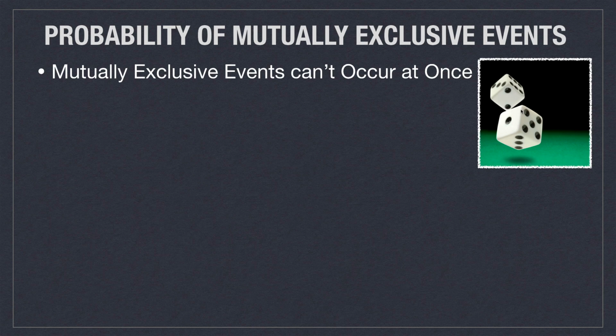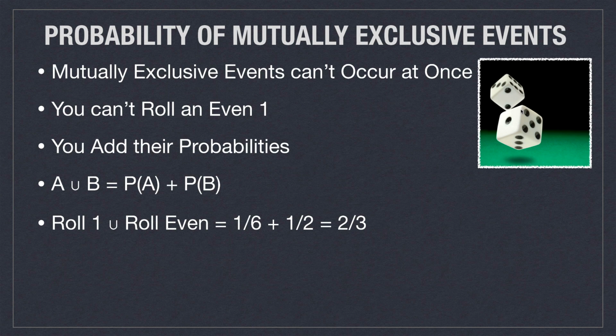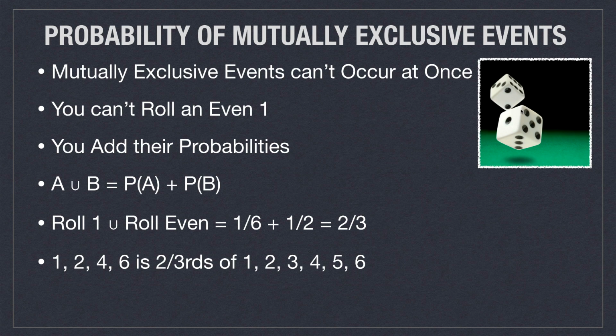Mutually exclusive events, however, can't occur at once. So with them, you add their probabilities. So to find the probability of rolling a 1 or an even number with 2 dice, what we're going to do is add 1/6 plus 1/2 to get 2/3. And as you can see, that makes sense because 4 values out of 6 is equal to 2/3 in this situation.